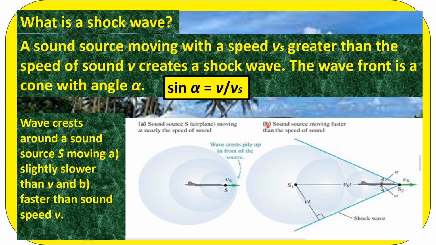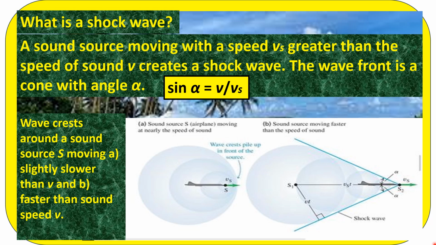Shock waves are actually three-dimensional. A shock wave forms a cone around the direction of motion of the source. The source may be a supersonic jet airplane, like in this illustration, or a rifle bullet. If this source moves with constant velocity, then the angle alpha is also constant, and the shock wave cone moves along with the source.